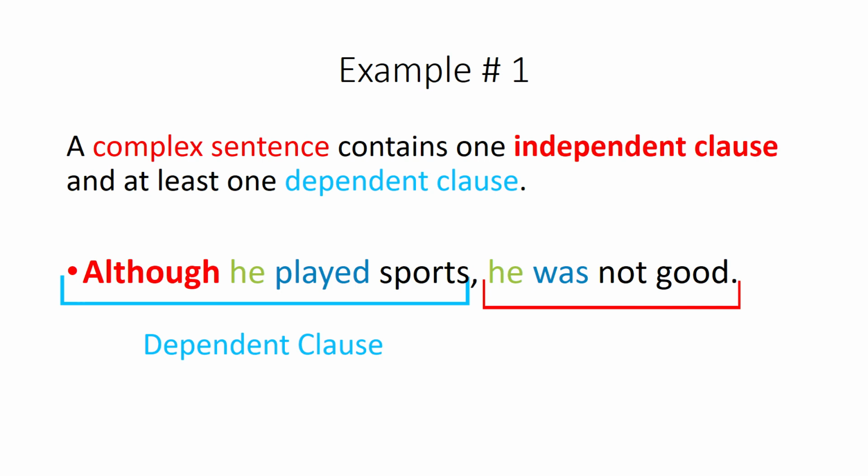And here, that's an independent clause. Notice, you could say that by itself. He was not good. That's a complete thought. But although he played sports, that's not a complete thought. So the dependent clause needs the independent clause. So although he played sports, he was not good. And that is the definition of a complex sentence. We have one independent clause and one dependent clause.